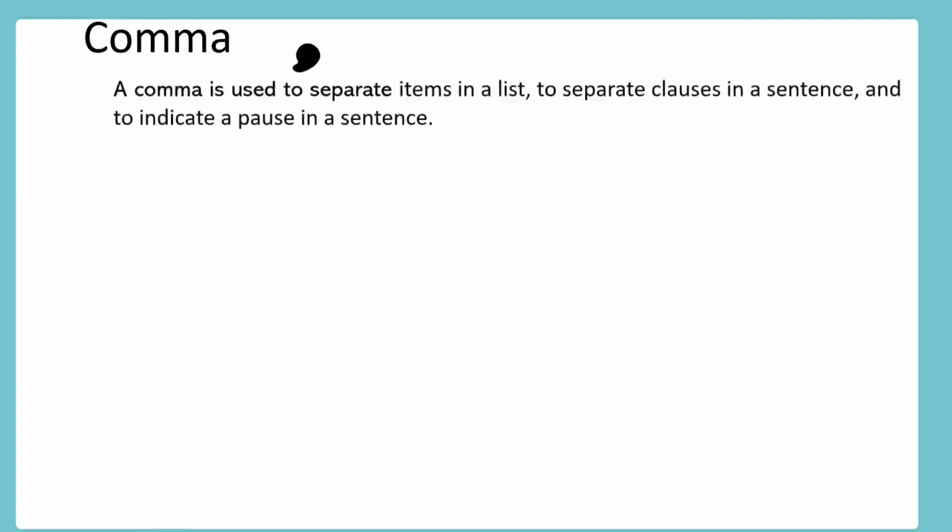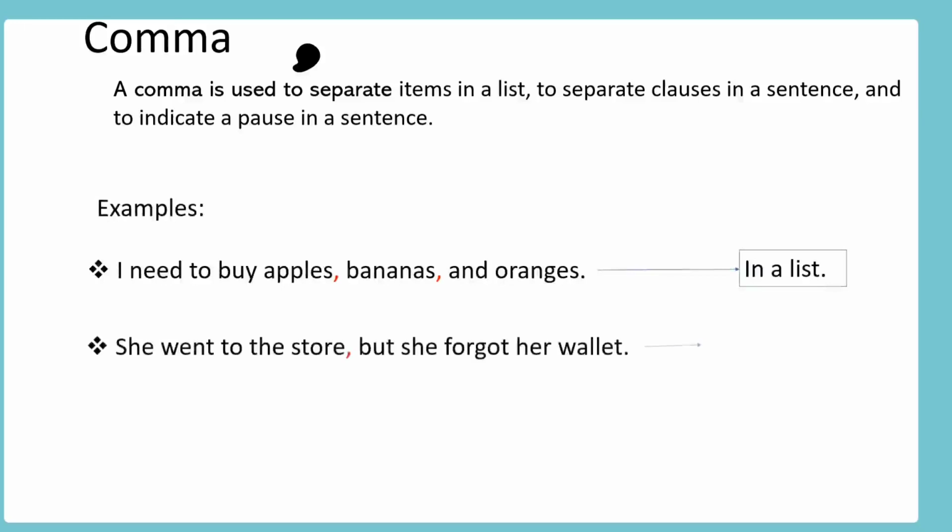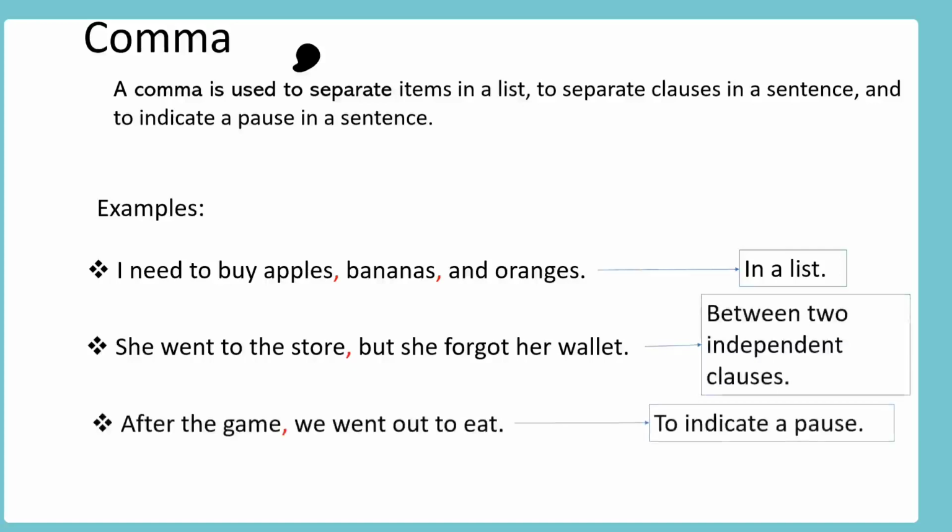A comma is a punctuation mark used to separate words, phrases, or clauses in a sentence. It is a simple but powerful tool that can help clarify meaning and improve the readability of your writing. Let's look at some examples. I need to buy apples, bananas, and oranges. She went to the store, but she forgot her wallet. After the game, we went out to eat.